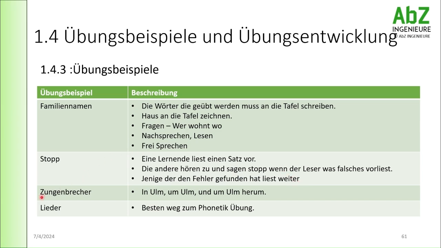A typical easy exercise is the next one, which is called Zungenbrecher, tongue twister, we call it in English. So you have an example here: in Ulm, Ulm und Ulm herum. So this is where you basically use a tongue twister. You can make your own tongue twister in German. The best way will be songs.